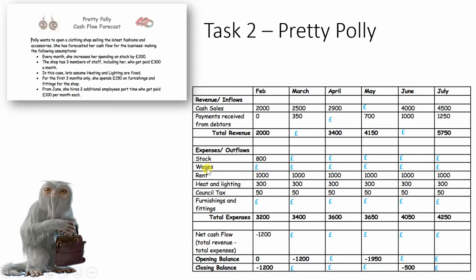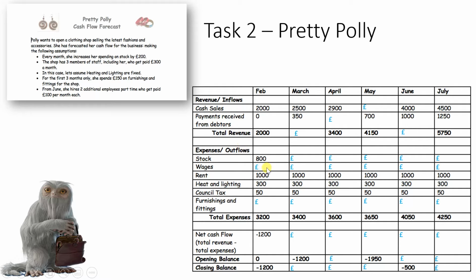Next line is wages. Is there anything on the case study? Well, we've done the first bullet point, stock. Let's look at the second one. 3 members of staff, including her, who get paid £300 a month. So here we need to look at 3 members of staff times £300 for February. The second bullet point in the exam question might be a little ambiguous, a little unclear whether that's £300 in total or each. So if you're unsure, then you can do things like this.